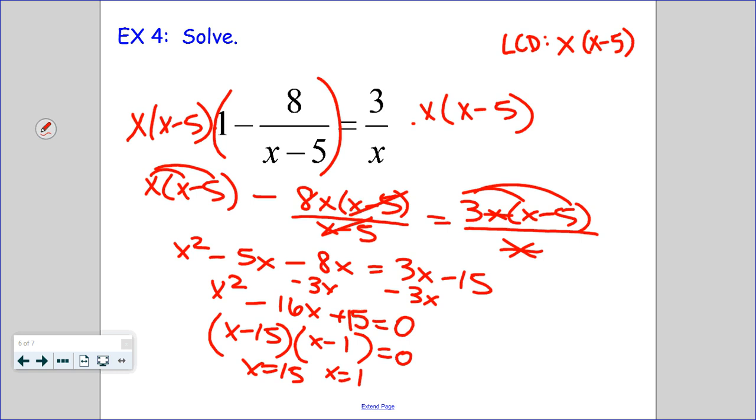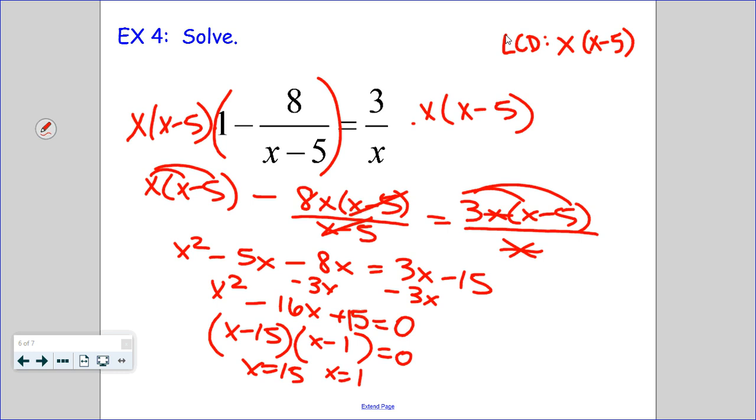Okay, so in this case, what do I have to be concerned about in my original equation? What values could I not get for x? 0 and 5. Why is that? That would make it 0 in the denominator. Right, so with a rational equation, we don't want to have any zeros in the denominator. So do 15 and 1 make the denominator 0?